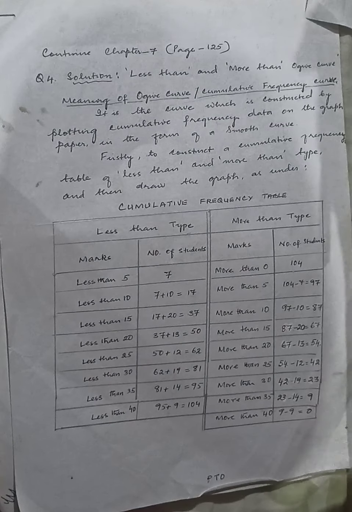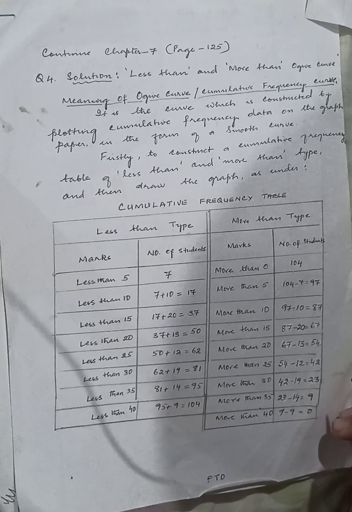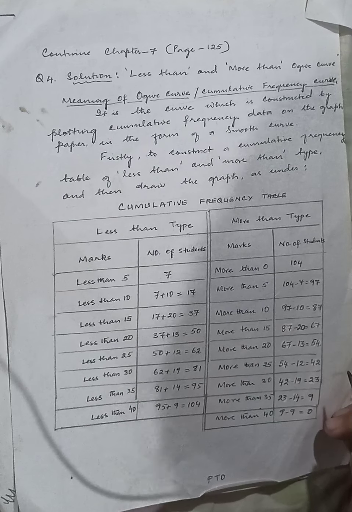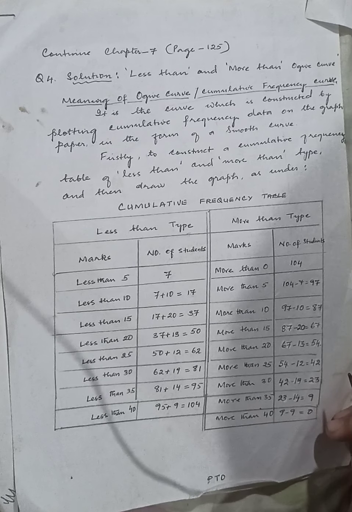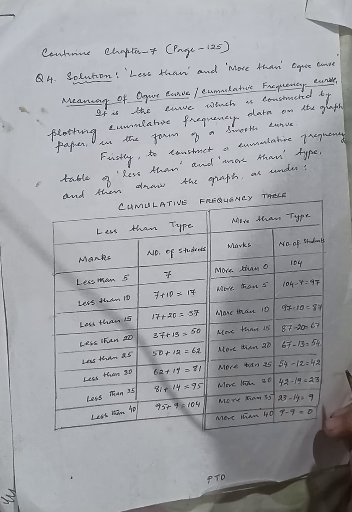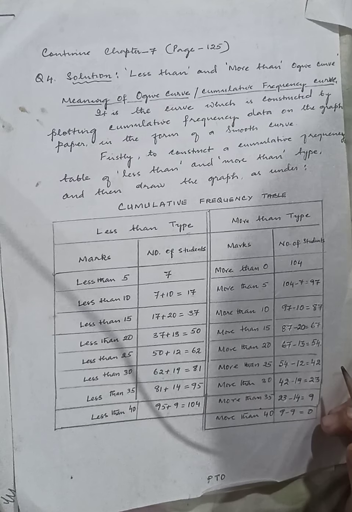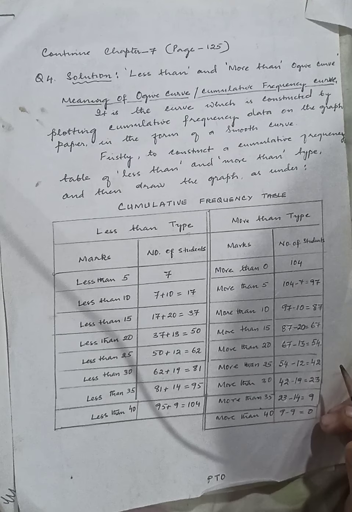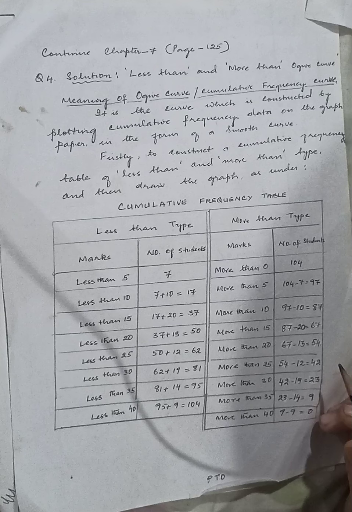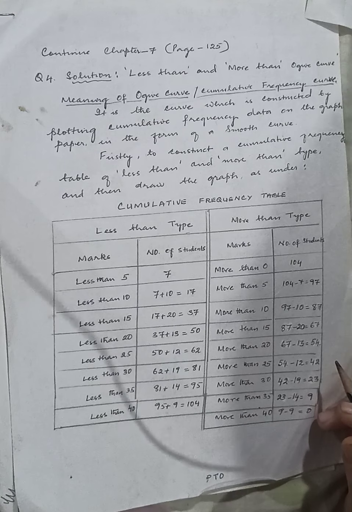Next, we will move on to ogive or cumulative frequency curve. This curve is constructed by plotting cumulative frequency data in the graph paper in the form of a smooth graph curve. This can be done by using two-way less than method and more than method.